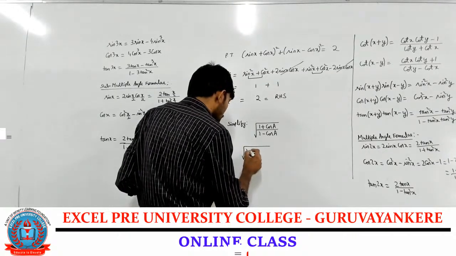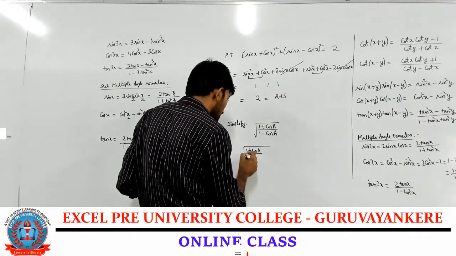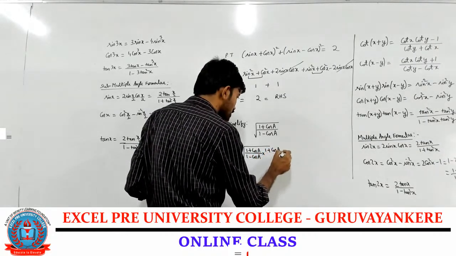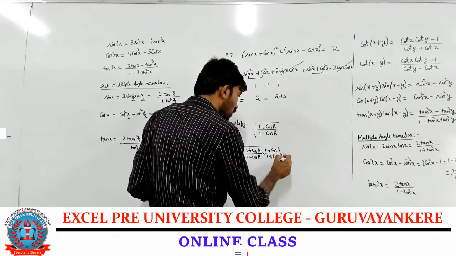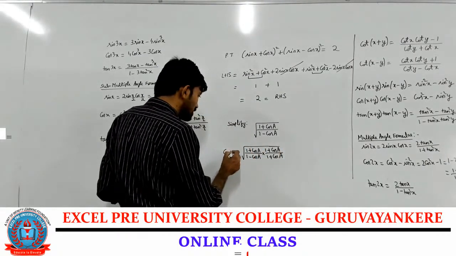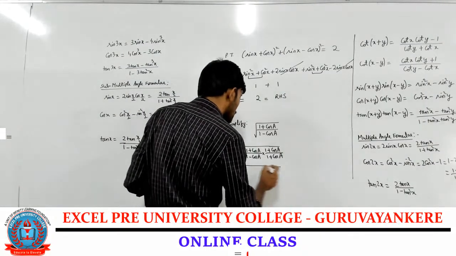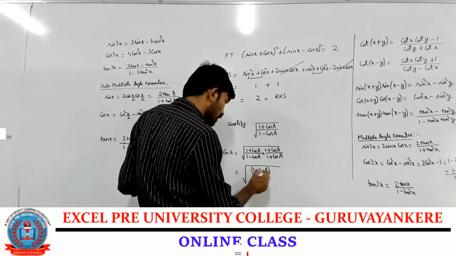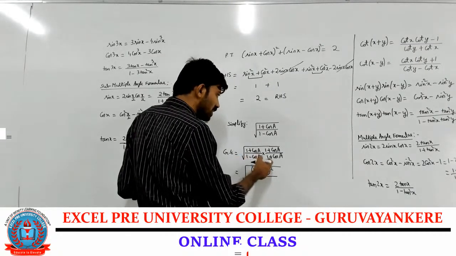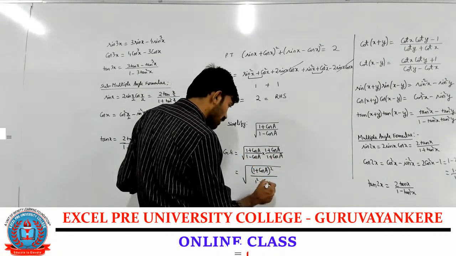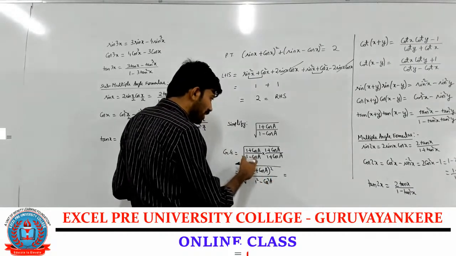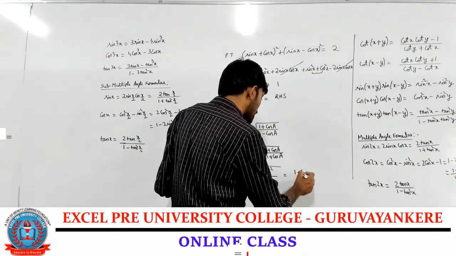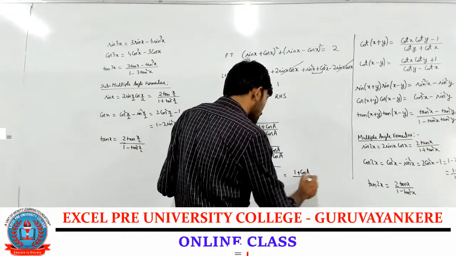This is the root of (1 plus cos a) by (1 minus cos a). Multiply and divide by 1 plus cos a. I call this G, G stands for the given expression. Square root of: numerator 1 plus cos a into 1 plus cos a is (1 plus cos a) the whole square. The denominator is a minus b into a plus b, that is a square minus b square. Square root and square cancel. It becomes 1 plus cos a in the numerator.